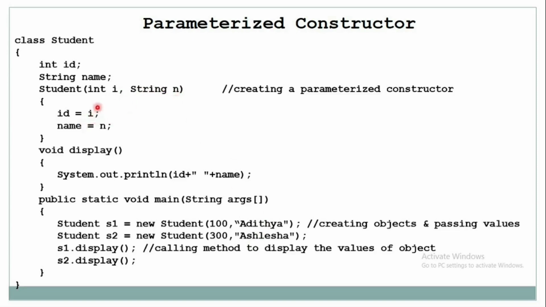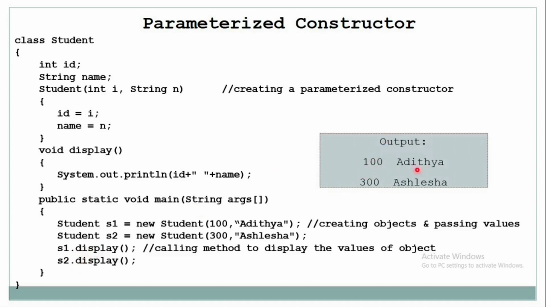So these two values will be initialized to id and name, and then I'll display the values of student id and student name. Then there is one more object called s2. We're just passing the values 300 and the student name Ashlesha, and then I'm going to display it. I'll be calling the display function. The final output is 100 Aditya and 300 Ashlesha.